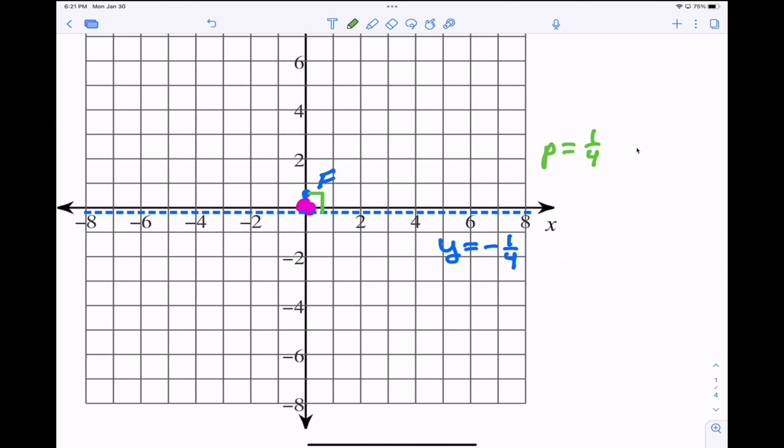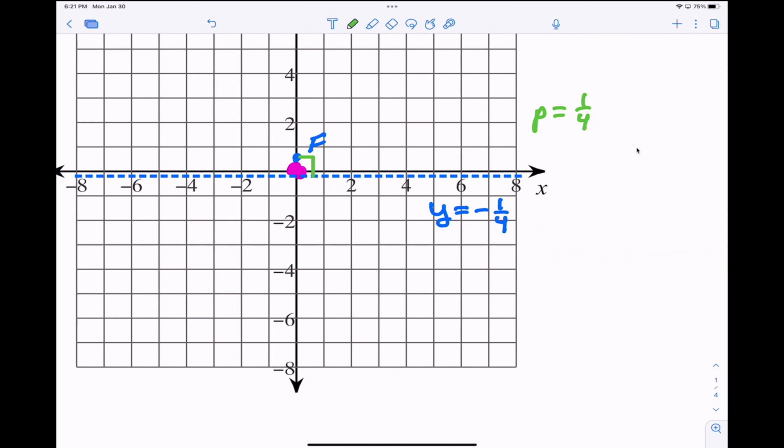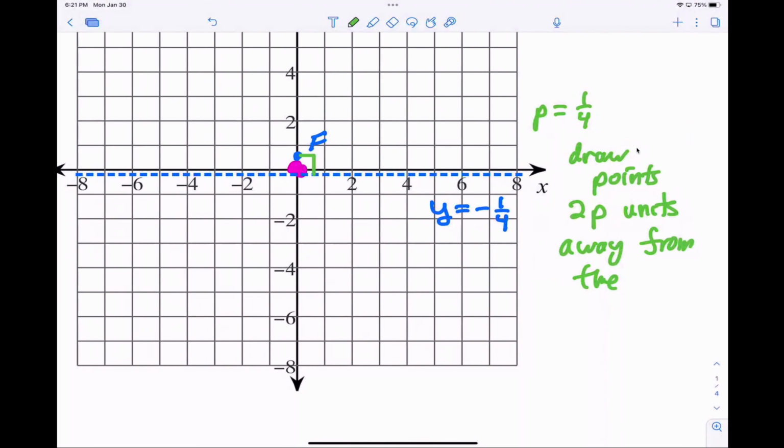Therefore, you draw points 2p units away from the focus to give your directrix your shape. And I believe that you just saw my iPad screen disappear for a moment on your recording, and hopefully it is now back again. So you draw points 2p units away from the focus.